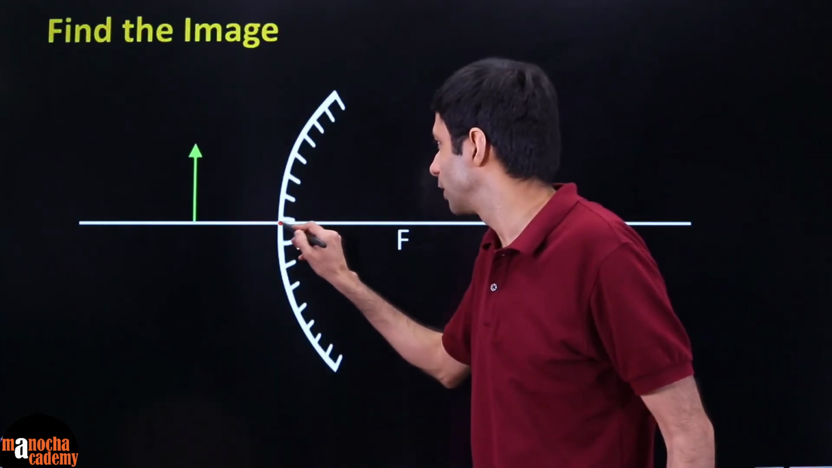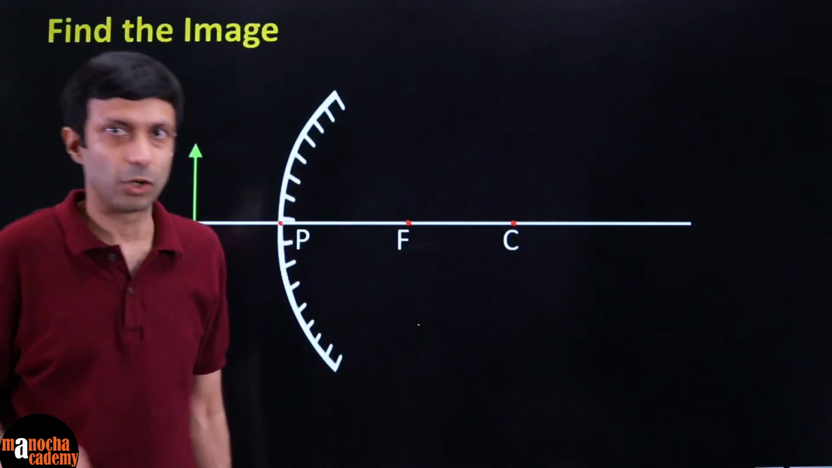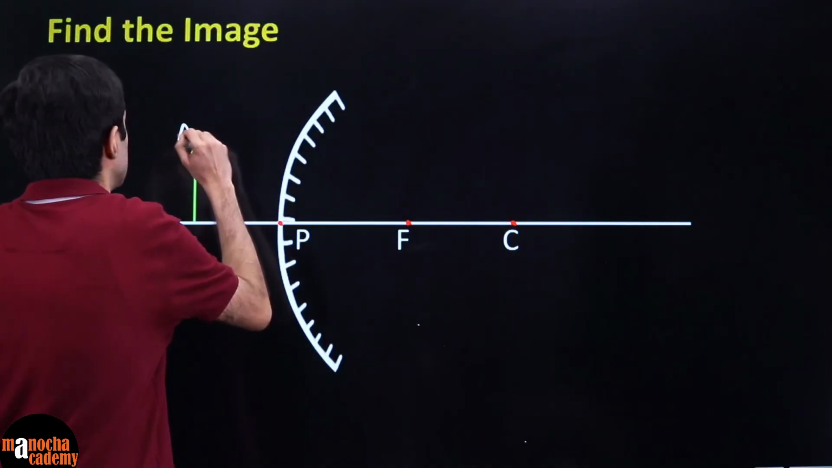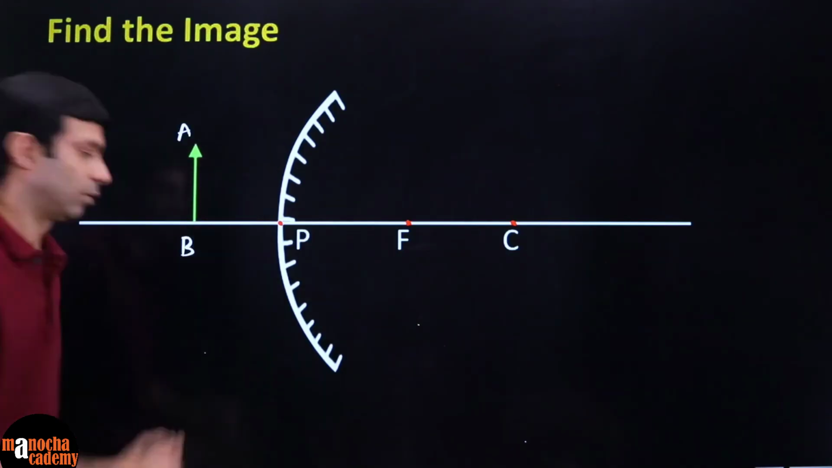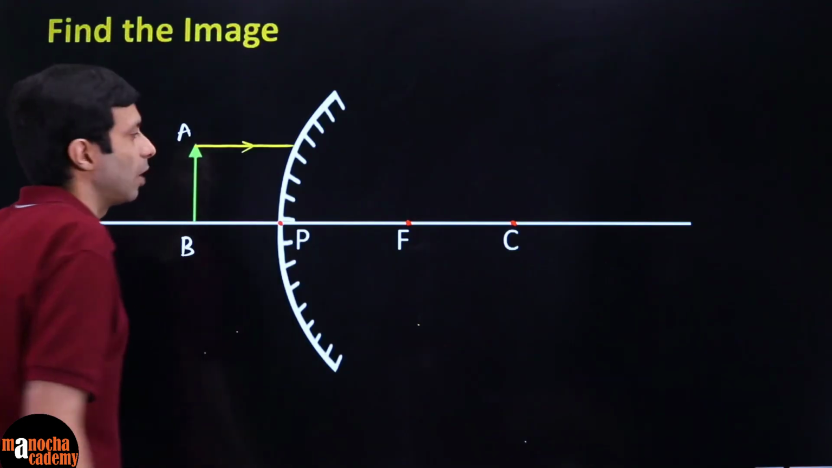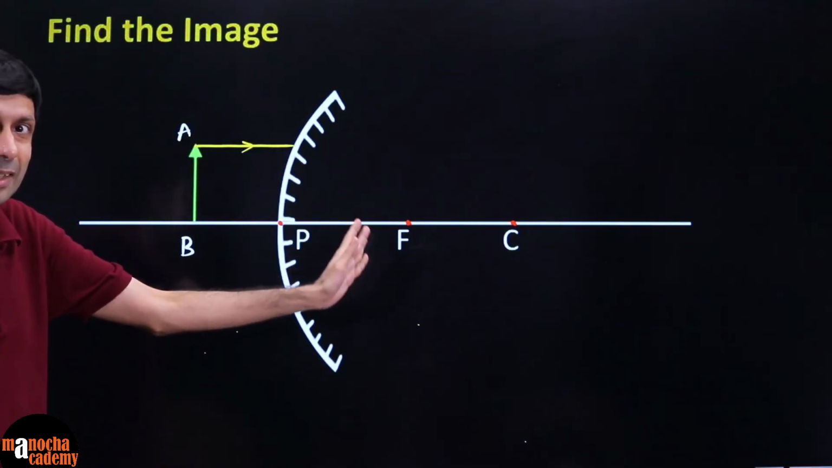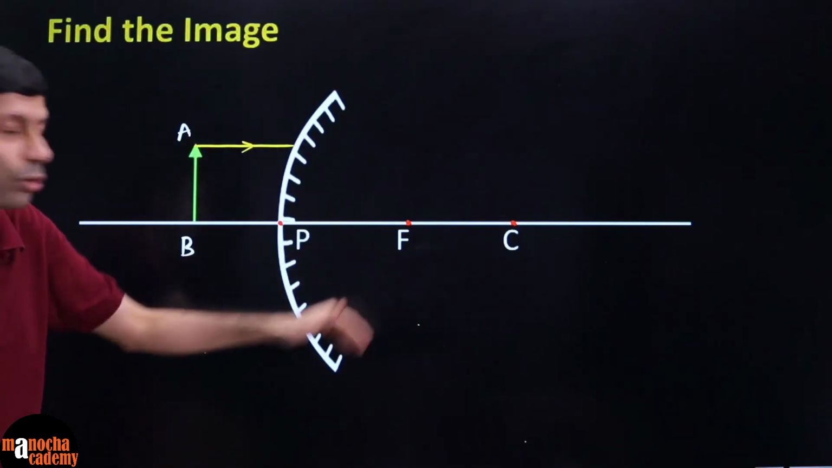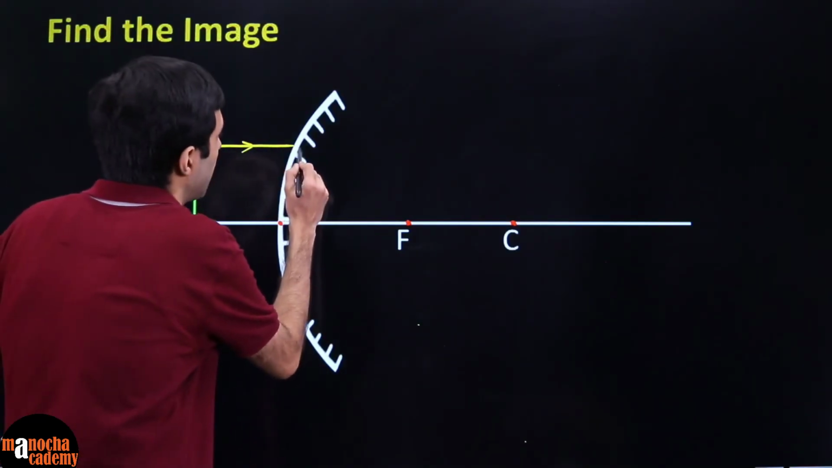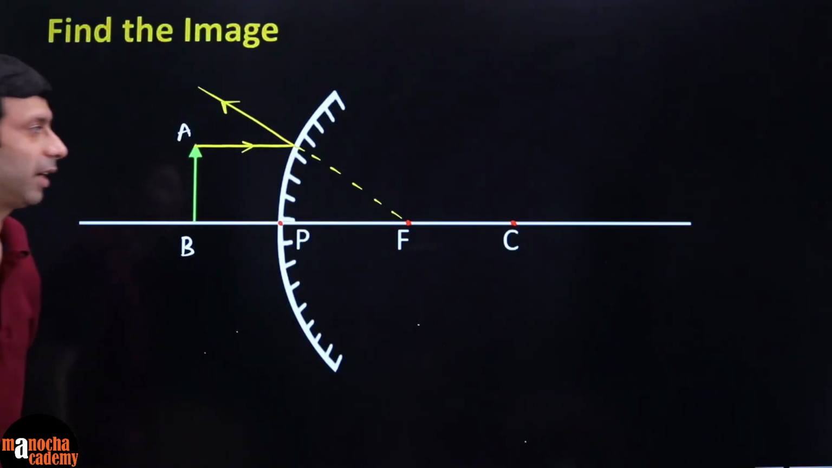our pole, focus and center of curvature. So again we are going to use the rays from the top of the object. So this is our object AB. So first let's start off with the ray parallel to the principal axis. So after reflection we know it's going to pass through the focus, or rather it appears to pass, right? Because it cannot go through this way. So we trace it back like this. So this is our reflected ray.